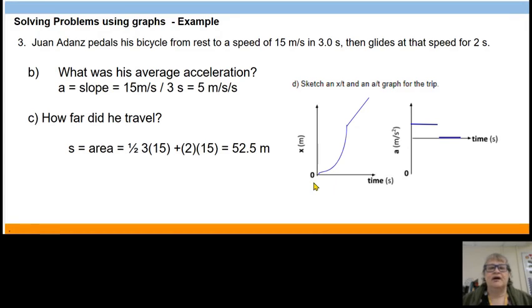Okay. And then on that second part, the velocity stayed the same. So from here to here is our 3 seconds. And then from here to here is the constant motion. Okay. Remember, during constant motion, there's no acceleration. So that would be on the 0 line. And then during this time, right here, your acceleration is 5 meters per second. So this would be a 5 right here. Okay.